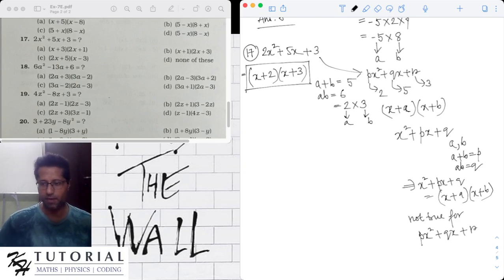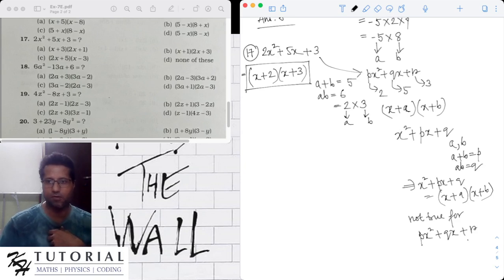Once you have found a and b such that a plus b is equal to q and a into b is pr, you cannot say that this polynomial px square plus qx plus r will be equal to x plus a into x plus b. It does not work for the form px square plus qx plus r. So in this problem, 2x square plus 5x plus 3 is of the form px square plus qx plus r.